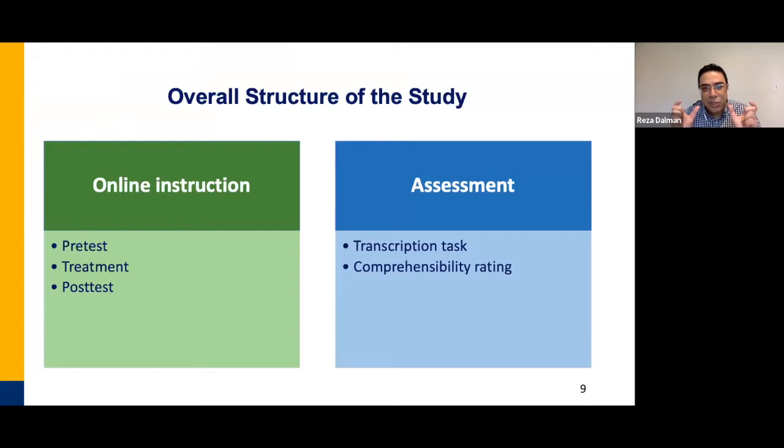This study constituted two parts. The first part was the online instruction that included a pre-test, treatment, and post-test, and the assessment part that included a transcription task and comprehensibility rating. Actually, in the assessment part, the speech samples collected from the L2 learners were assessed for intelligibility and comprehensibility by the raters that I recruited.